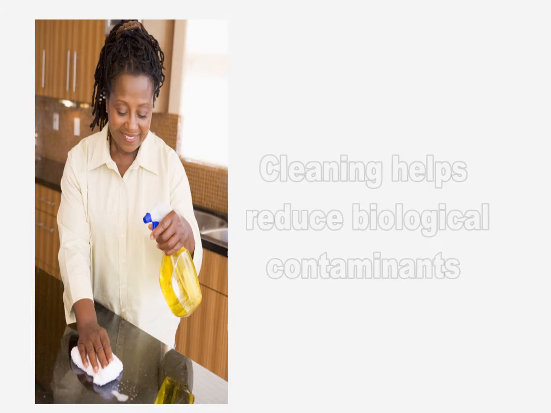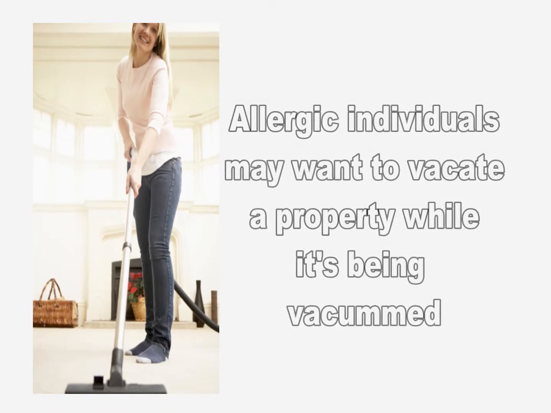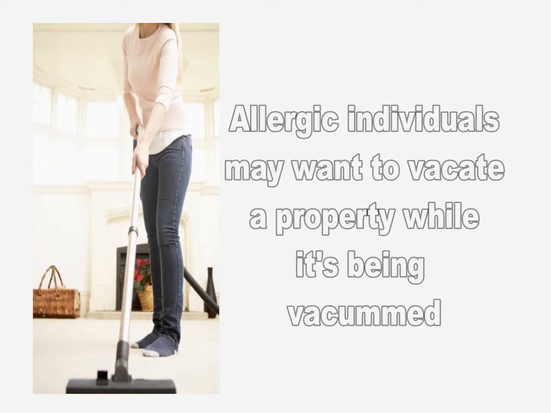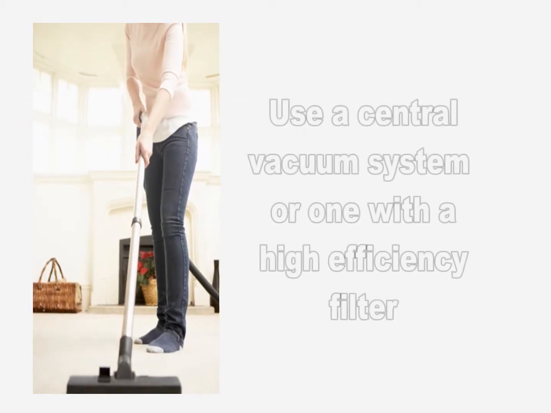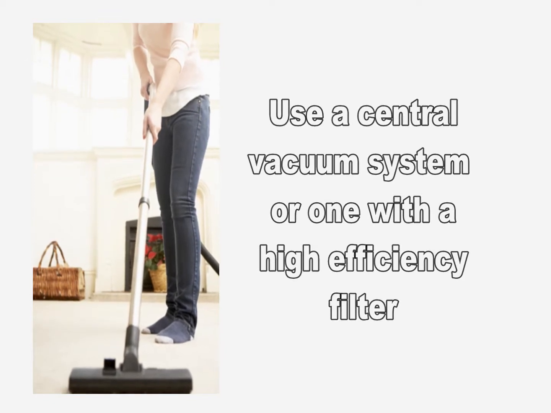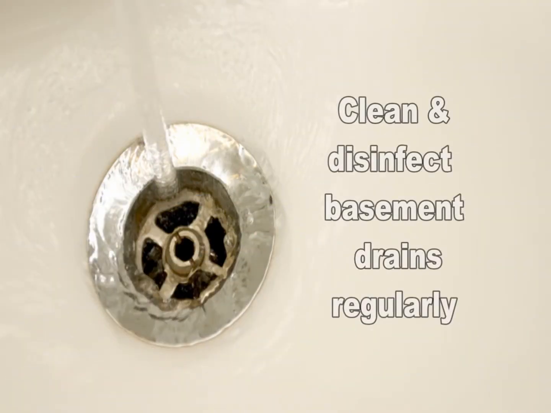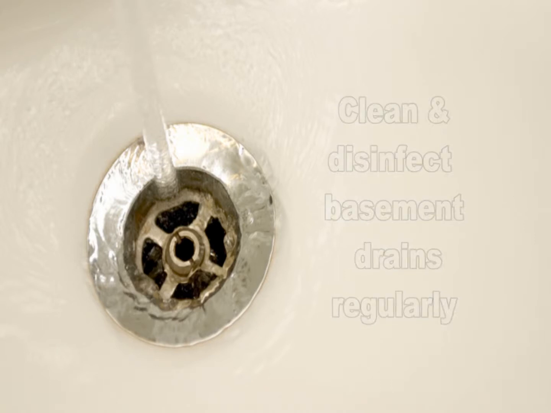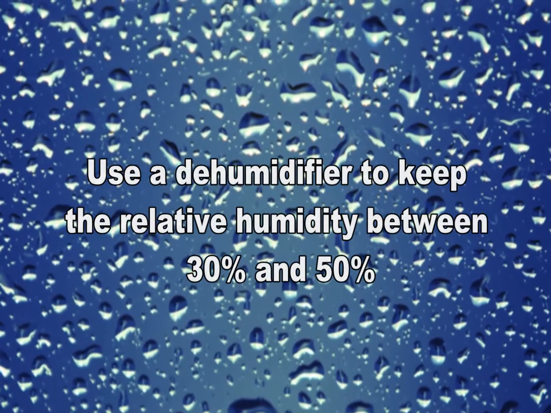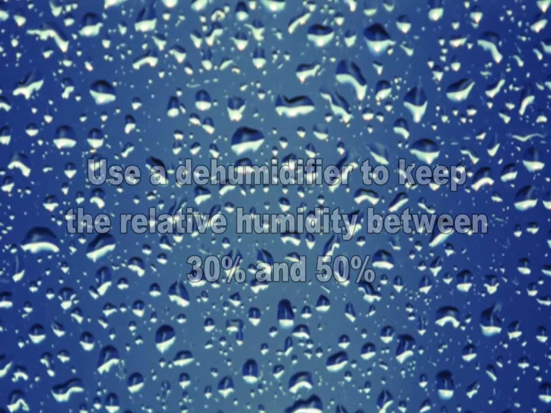Allergic individuals should also leave the house while it is being vacuumed, because vacuuming can actually increase airborne levels of mite allergens and other biological contaminants. Using a central vacuum system that is vented to the outdoors or vacuum with high-efficiency filters may also be of help. Take steps to minimize the biological pollutants in basements by cleaning and disinfecting the basement floor drain regularly. Operate a dehumidifier in the basement if needed to keep relative humidity levels between 30 and 50%.